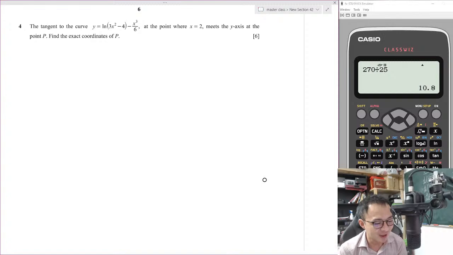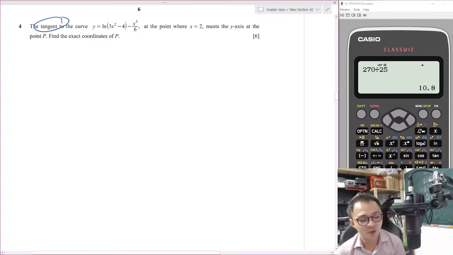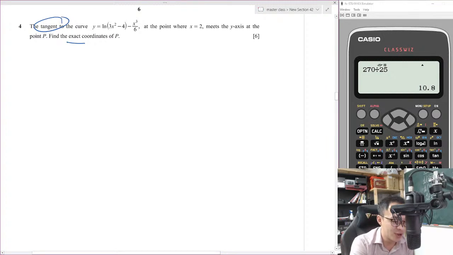The tangent to the curve y equals ln(3x squared minus 4) minus x cubed over 6 at this point meets the y-axis at P. Right now we want to find the tangent, meaning the equation of the tangent, and they want the exact coordinate. That means we cannot simplify here. For the equation of tangent, as I say many times, the first step is to differentiate.